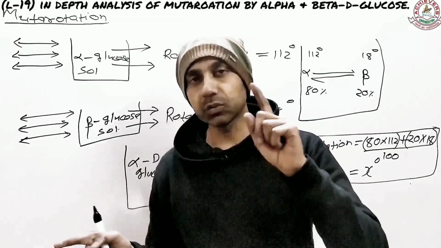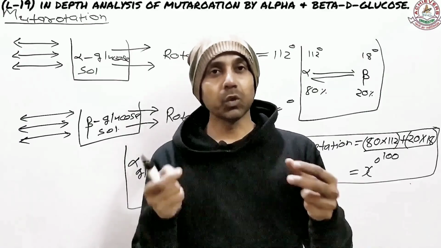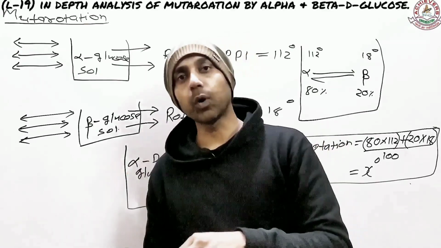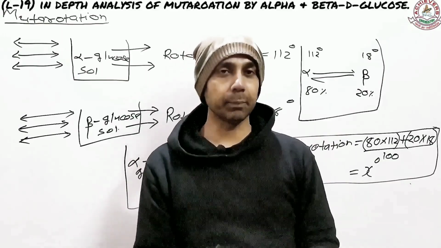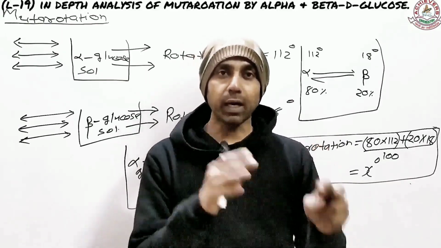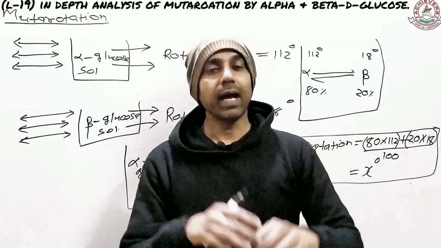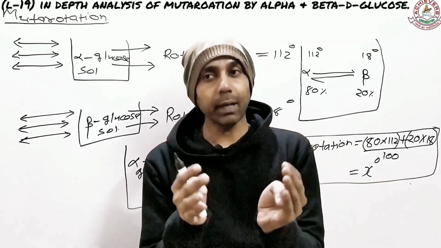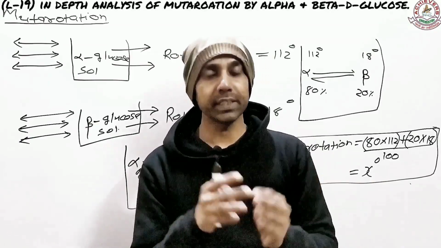I'm not going to write, you just listen again. It is the angle of rotation when alpha and beta form of glucose are under equilibrium. It is the angle of rotation when alpha and beta form of glucose are interconverting into each other, and they have attained equilibrium. At that moment of time, the rotation is called mutarotation, right?